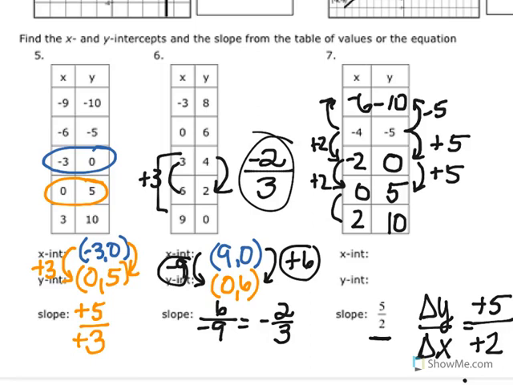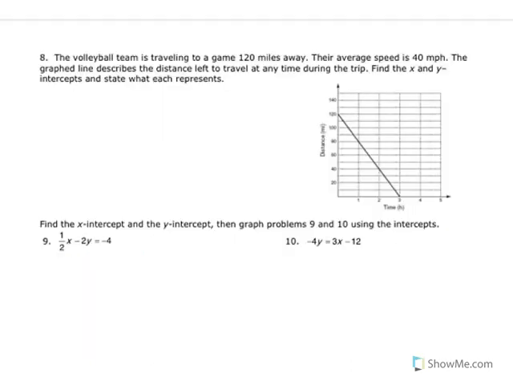Now, let's find the x and y intercepts. The x-intercept is where y equals 0. So that would be this right here. So that's going to be negative 2, 0. And then the y-intercept is 0, 5. Where x equals 0 gives us the y-intercept. Okay, so we're good. Now let's go to the back.